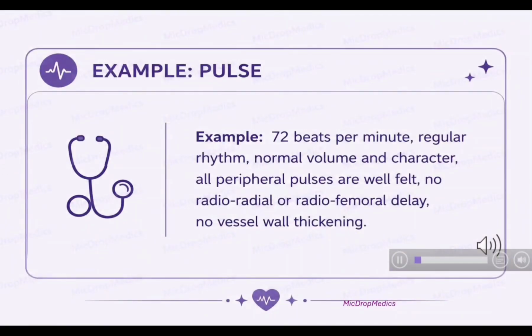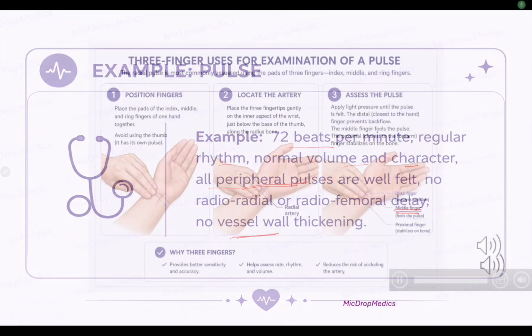So now, how do we actually document a pulse properly? Here is an example of a perfect clinical note. 72 beats per minute, regular rhythm, normal volume and character, all peripheral pulses are well felt, no radioradial or radiofemoral delay, no vessel wall thickening. Make this your default mental template.